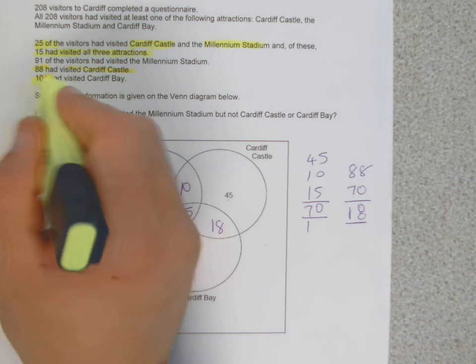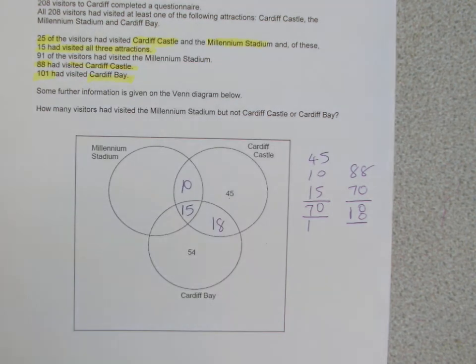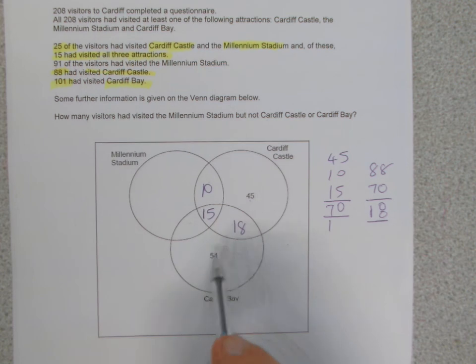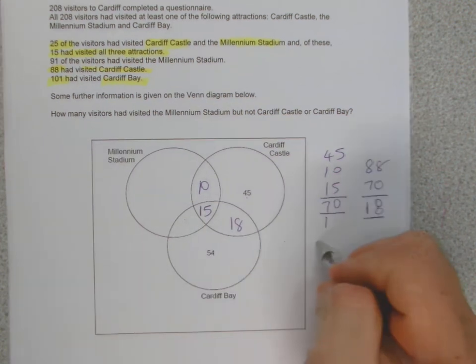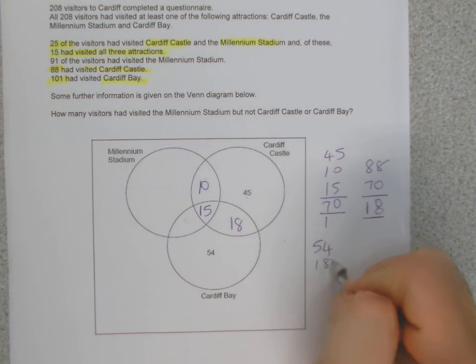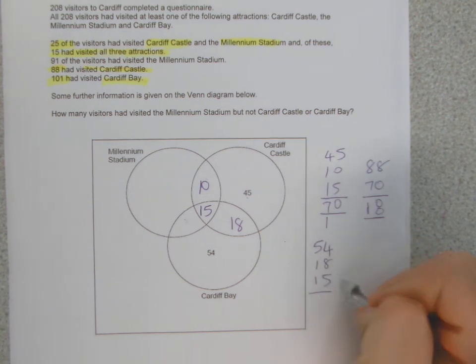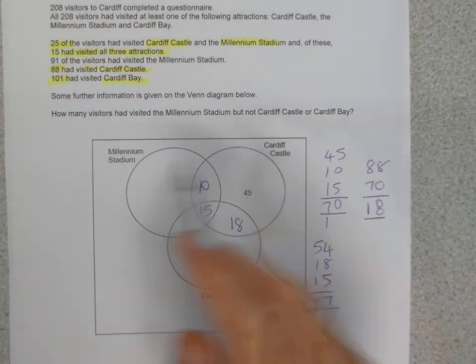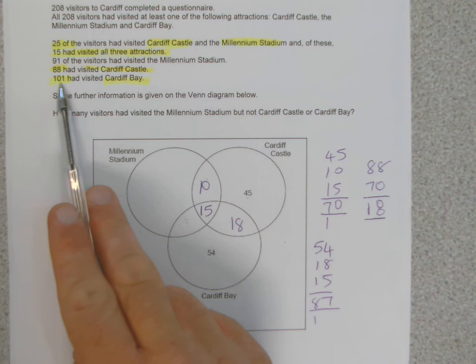Then let's go on to the next bullet point. 101 had visited Cardiff Bay. Now let's look at the Cardiff Bay circle. We've got 3 entries already. We just need to work out that entry. So let's add them up. 54 plus 18 plus 15. So if we add them up, 4 and 8 is 12, plus 5 is 17. So 7 carry 1. 5 and 1 is 7, plus 1 is 8. So that adds up to 87, and we've got 101 in total.